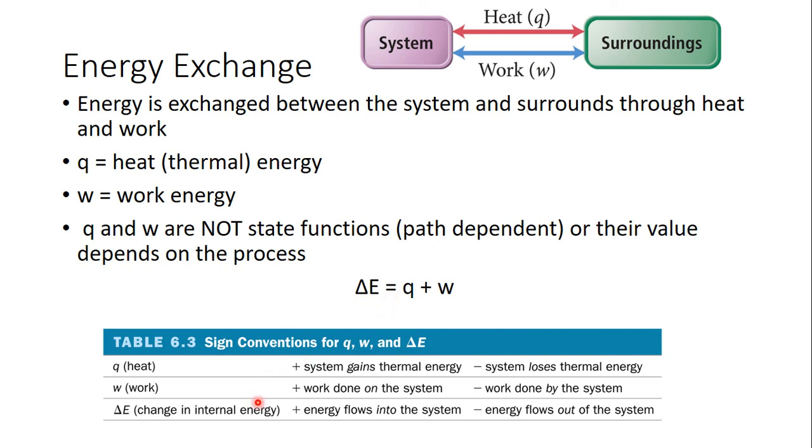So let's just look at the signs. If we have positive heat, we gain thermal energy. Negative heat, or Q, we lose thermal energy. Positive work means work has been done on the system, on us. Negative work means work done by the system. Positive delta E, energy flows into the system. Negative delta E flows out of the system.